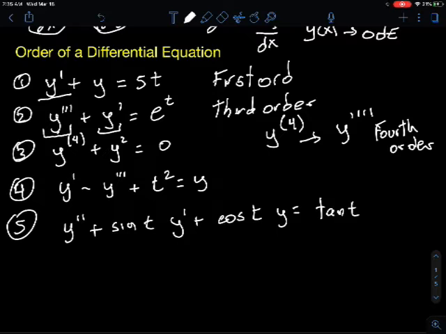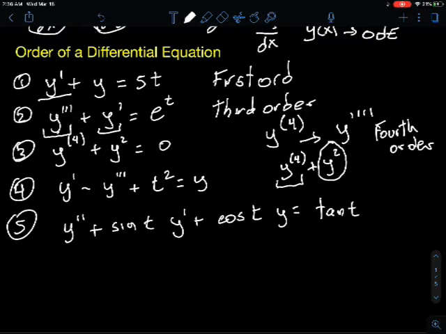Just be careful because this problem has y to the fourth derivative plus y squared. Note that this one has a power, but the notation is not between parentheses, so that doesn't refer to a derivative, it just refers to a power. So this is y squared, not y to the second derivative. We have y to the fourth derivative plus y squared equals 0. From here, we conclude that this is just fourth order.